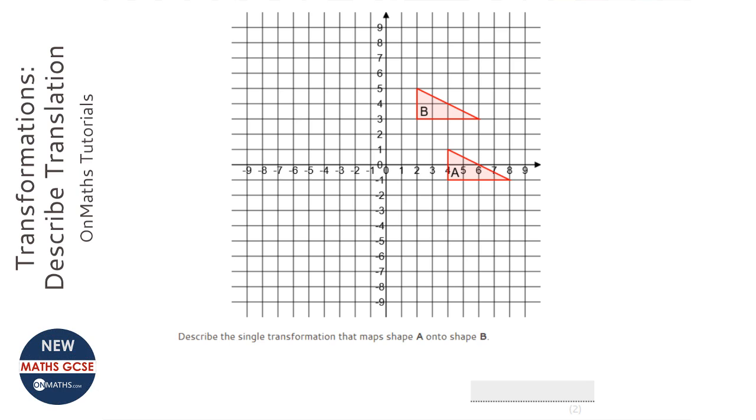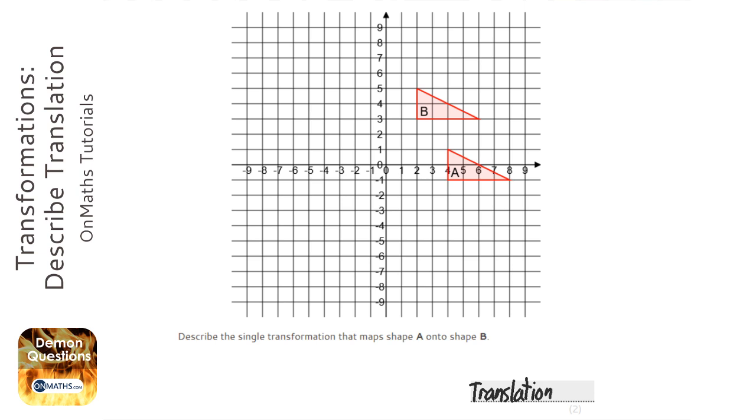Now, translation just means it's moved. So the first bit of the answer is just saying it's a translation. Now, they might not give the mark anymore for that. It might be a 1 mark question, so we need to make sure we get the next bit. So, to describe a translation, you need to pick the same point on both the shapes.